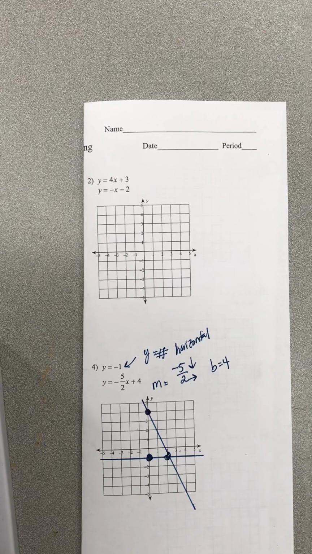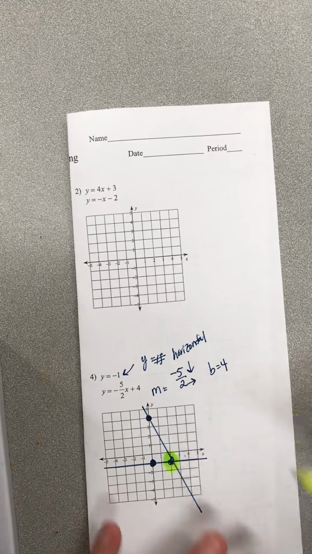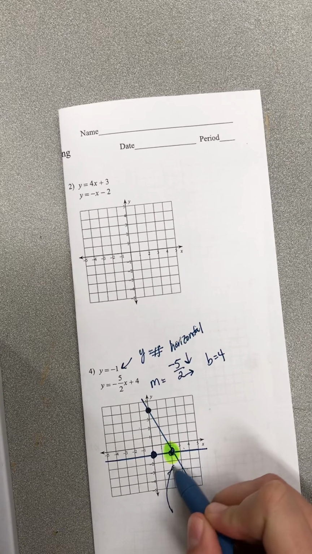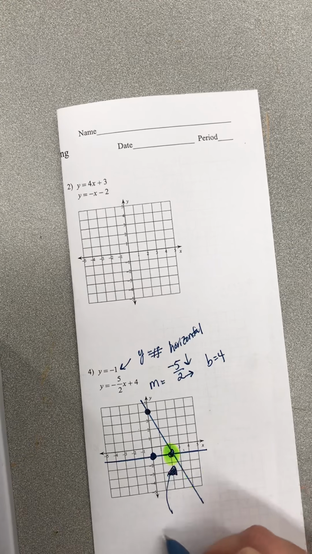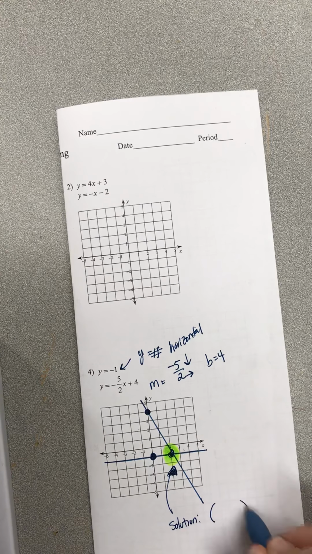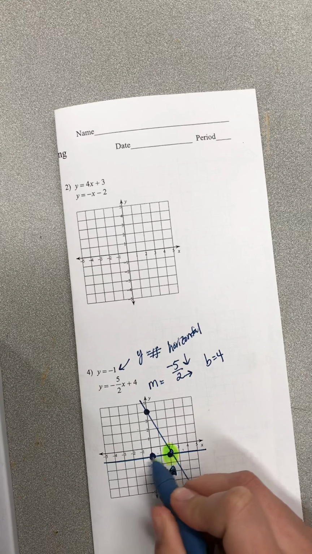Now that you have two lines on one grid, you can go ahead and highlight or circle the point at which they cross. Draw an arrow to it. You want to write that that is the solution. And your ordered pair is your x value, which is 2, and your y value.